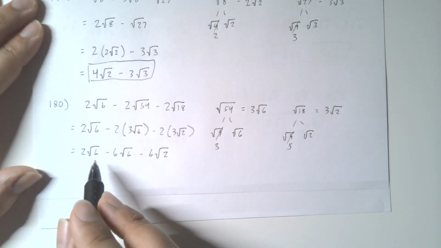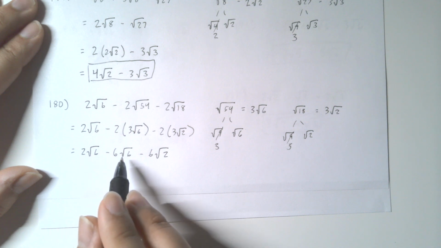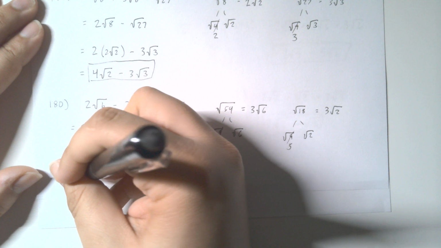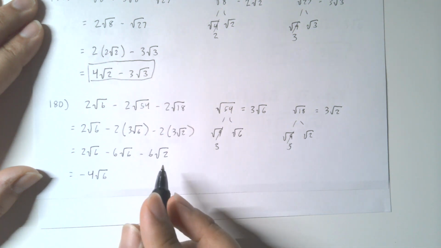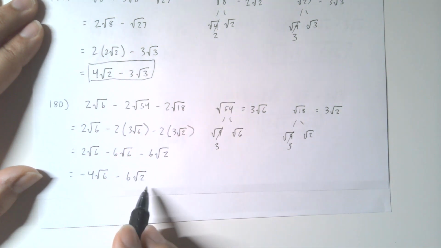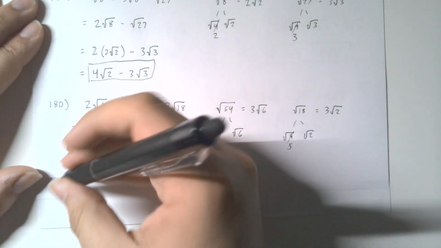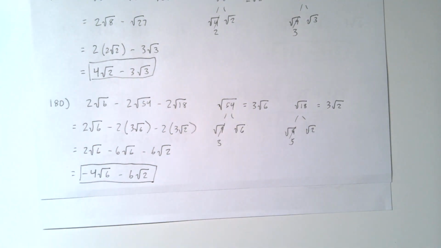We combine our square roots of 6. We have 2 of those, and we're taking away 6. This gives us negative 4 square root of 6. And then taking away 6 square root of 2. We can't simplify these any further, and so we're left with this. And this is our final answer.